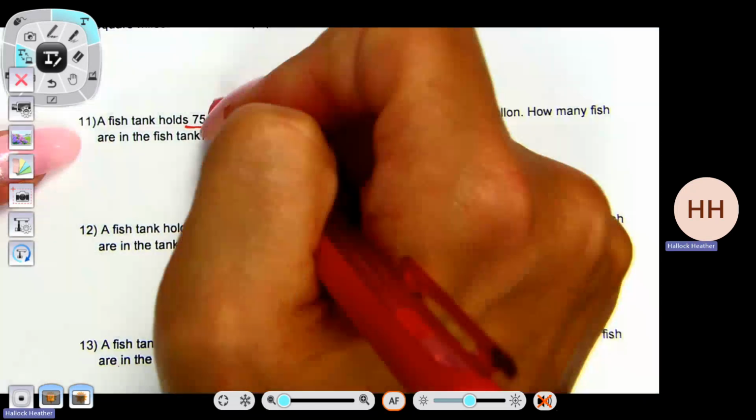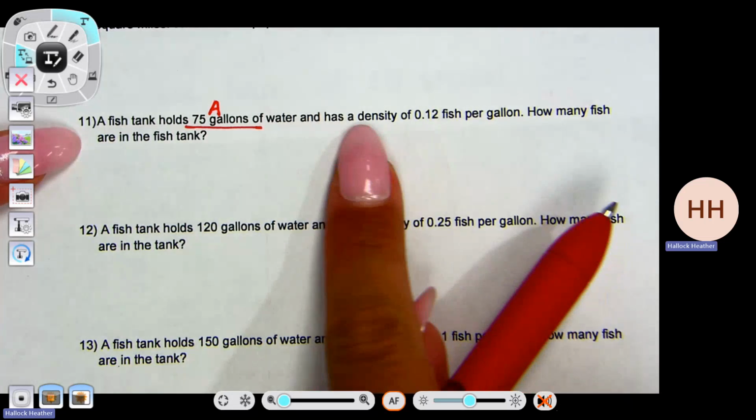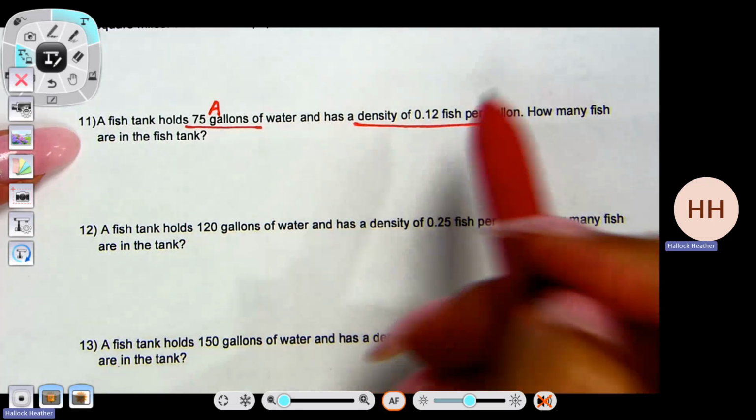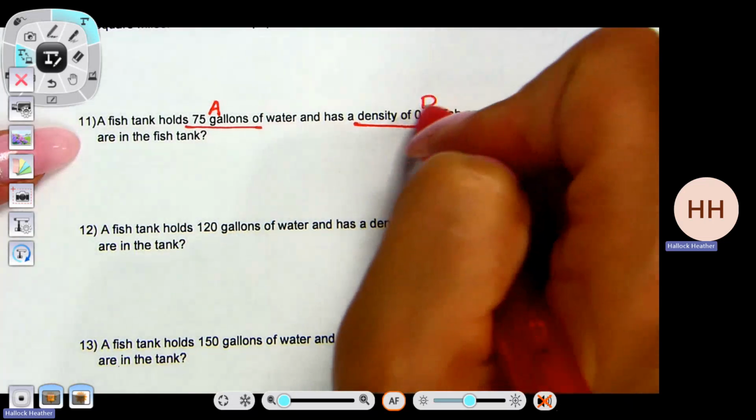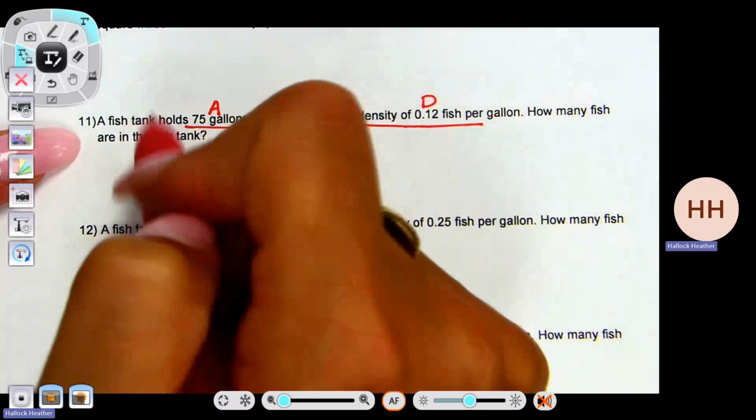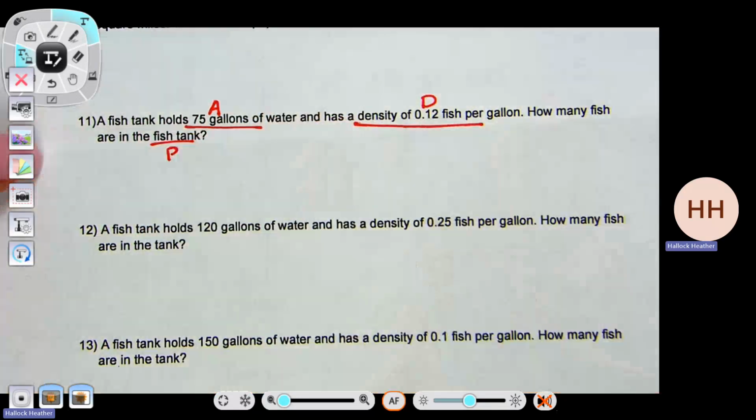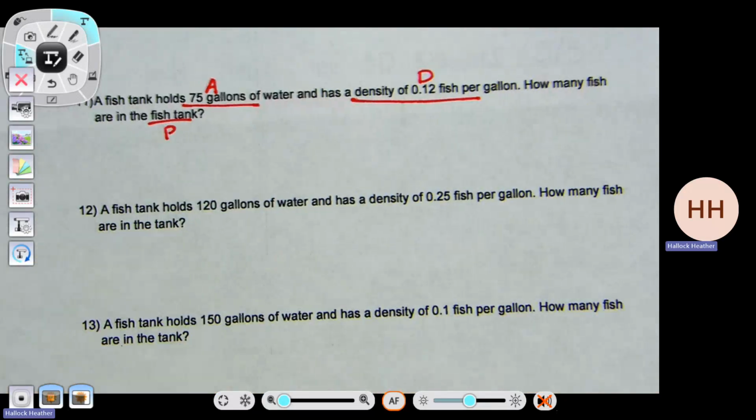Area, because that's where they live. They live in the water. So that's my A. It says my density is 0.12. So that's my density. I want to know my fish. So my fish is my P, my population. So take a second, set up your problem.